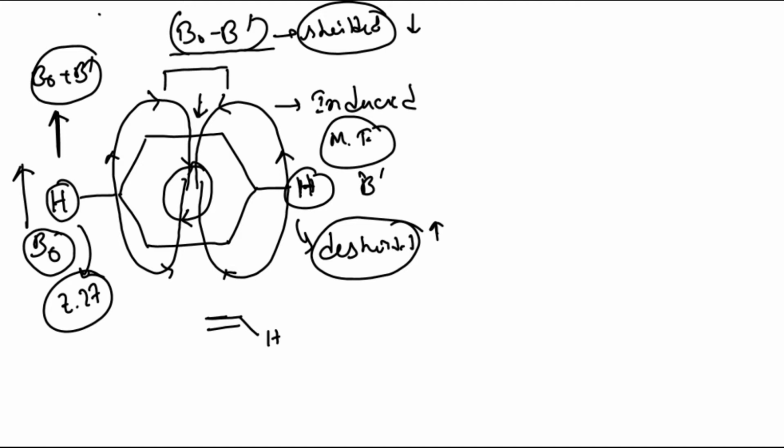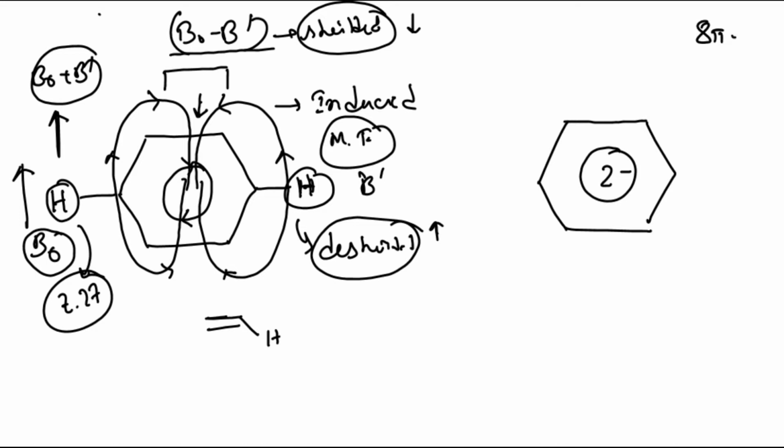So let's take a simple anti-aromatic compound. For simplicity I am taking the dianion of benzene. You know that benzene has 6 pi electrons, so plus 2 electrons is 8 pi electrons. It satisfies the 4n pi rule for anti-aromatic compounds, and it is also planar with delocalized electrons. So there could be protons all over this benzene dianion ring.